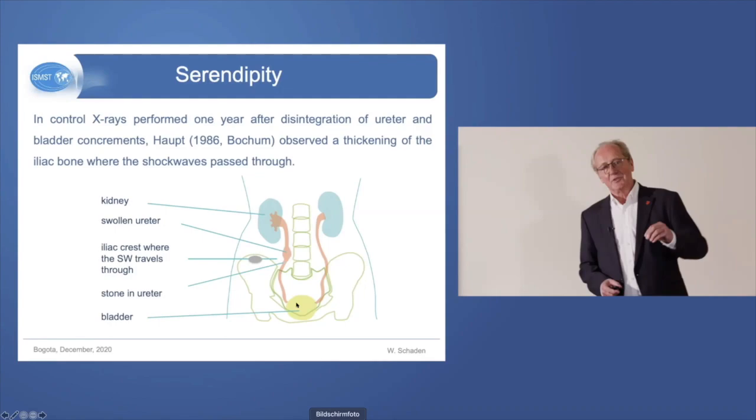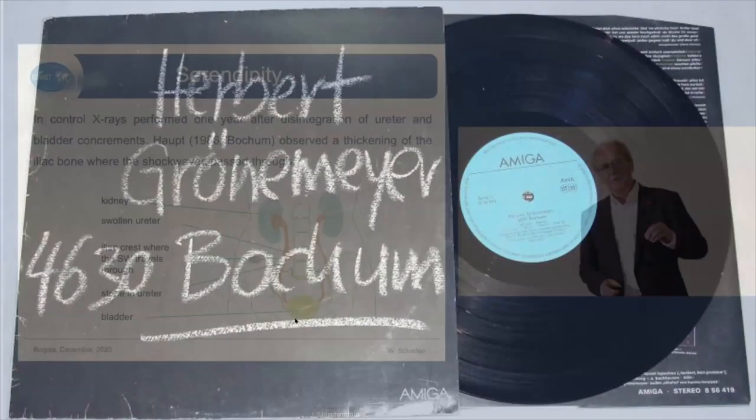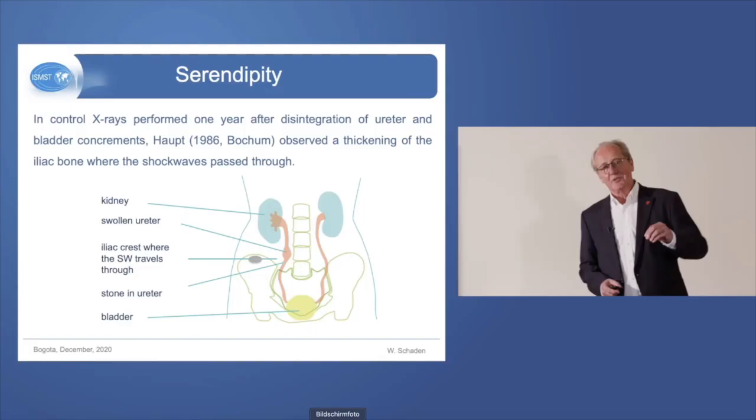they did shockwaves at that time, and in the moment you had a ureter or a bladder stone, the shockwave traveled through the pelvis, and they acknowledged a thickening of the pelvis. And this was the first observation that the shockwave, the electrohydraulic shockwave, might do something not only on the kidney stone or on the bladder stone, but also on the bone.